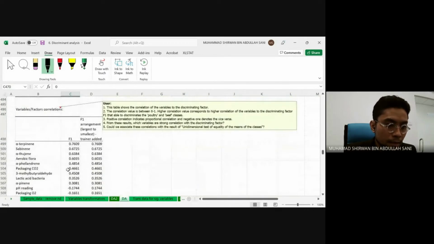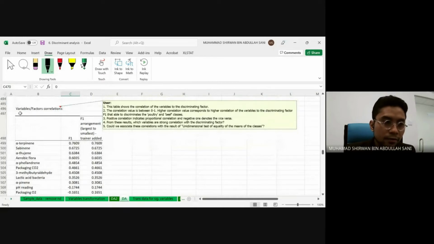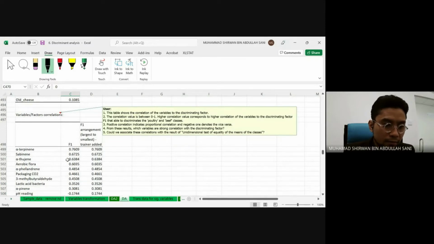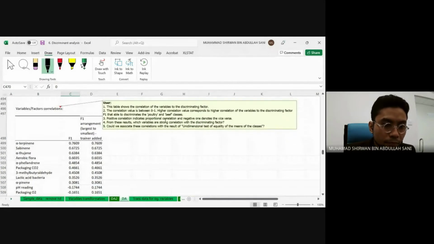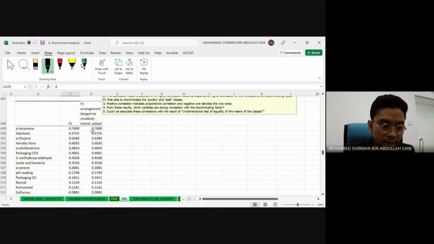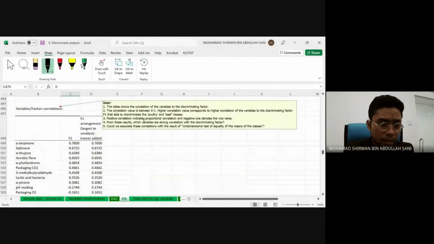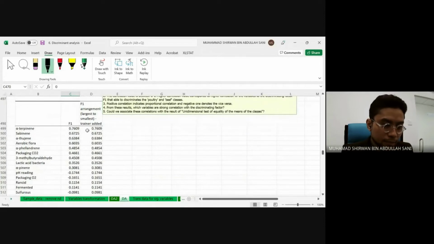Okay. And then there are also results stating about variables and factors correlation. So this table shows the correlation of the variables to the discriminating factor. The correlation value is between 0 to 1. Inilah. High correlation value corresponds to high correlation of variable to discriminating factors. F1 they're able to discriminate poultry and beef classes. So yang ni I have rearranged starting from the highest to the lowest correlation value lah. So you can see alpha terpinene ni is the strongest one.